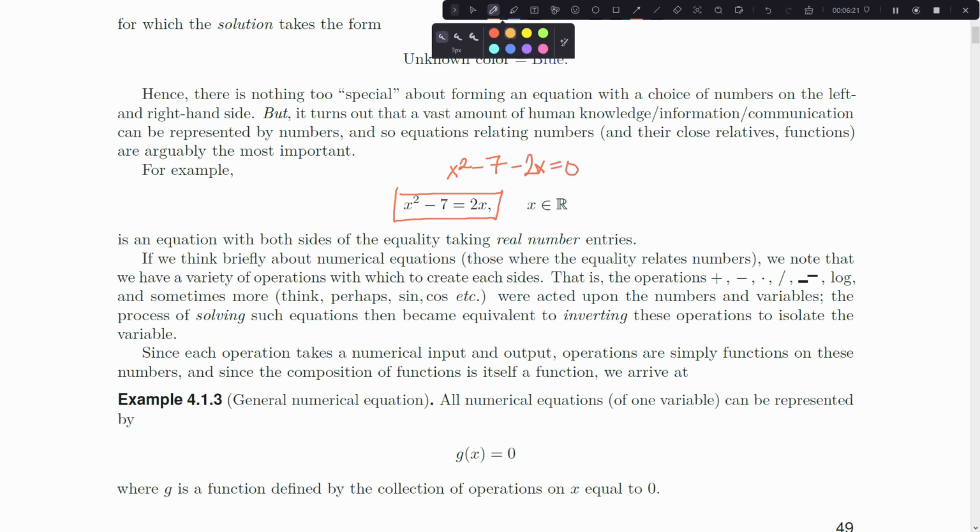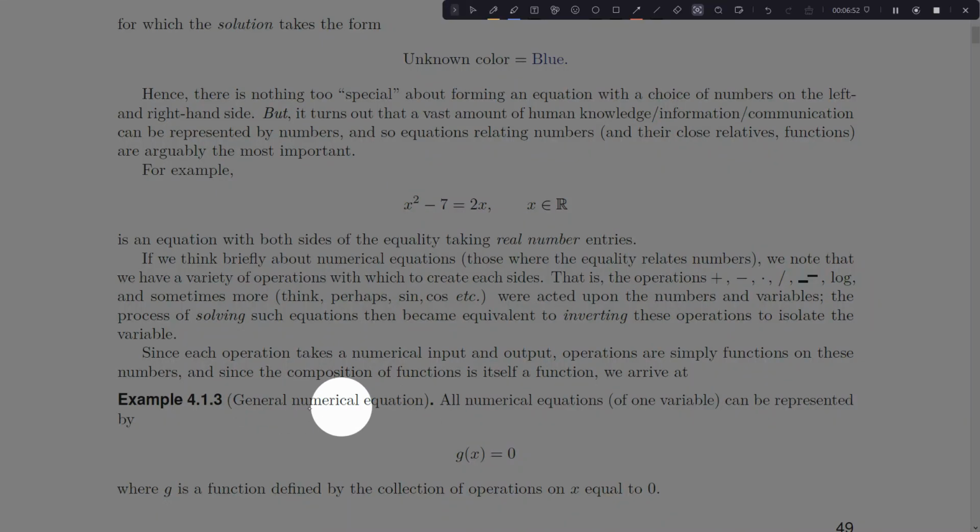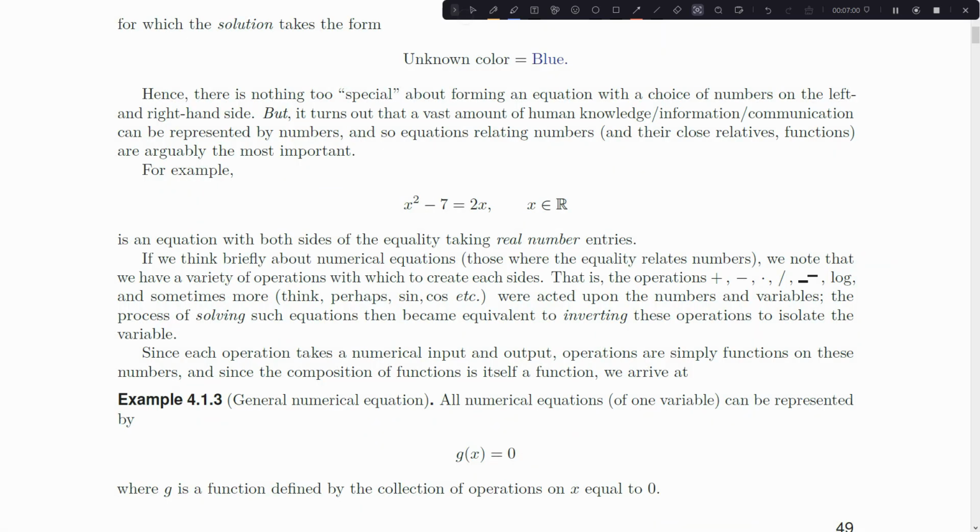If I simply define the left-hand side, definitional is in the wrong direction there. I define the left-hand side to be g of x, then I recover g of x equals 0 represents my equation. Okay, so that's what I mean, and it shouldn't take you very long to convince yourself that this is true. No matter what numerical equation I write down, I can pull everything to the left-hand side and recover g of x equals 0.